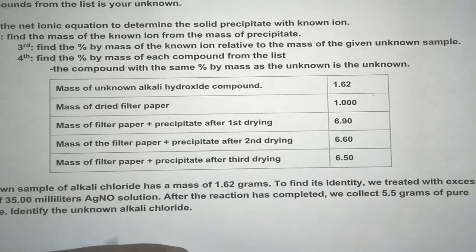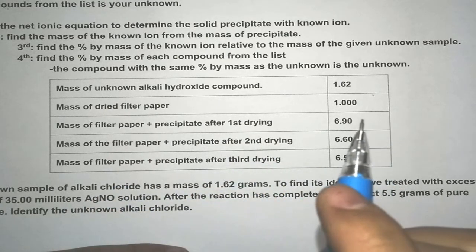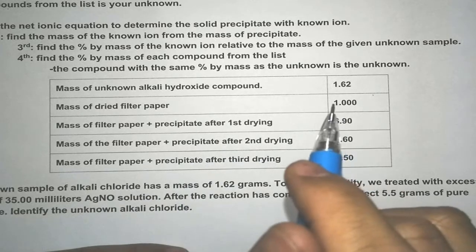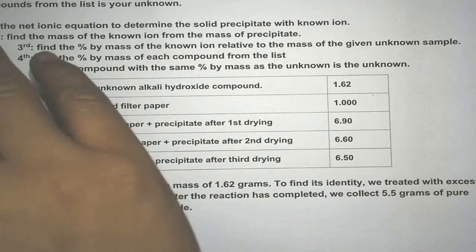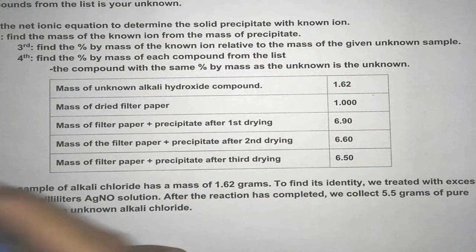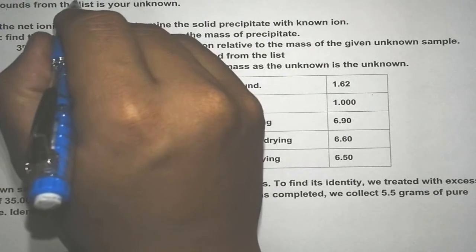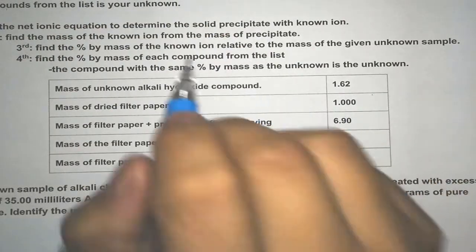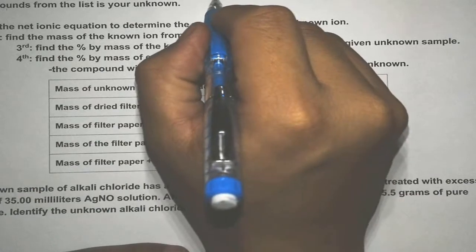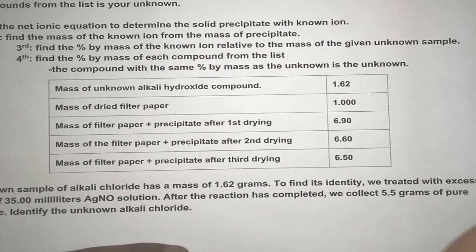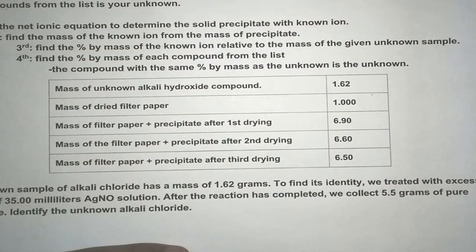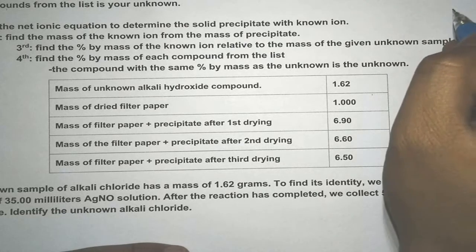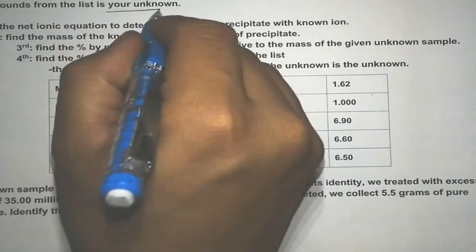In this lesson, we are going to look at how we can identify unknown chemicals using the concept of precipitation and stoichiometry. So here is a common scenario. Basically, you are given the mass of an unknown compound. One thing we know about that unknown is that there is an ion that we know. So the known ion belongs to this unknown compound. And then we are given a list of possible compounds, and we have to decide which one will be the unknown.